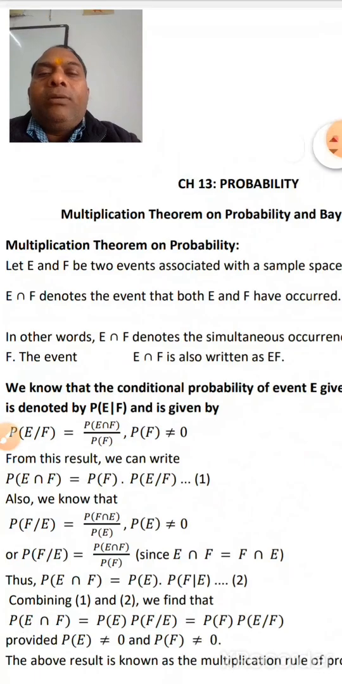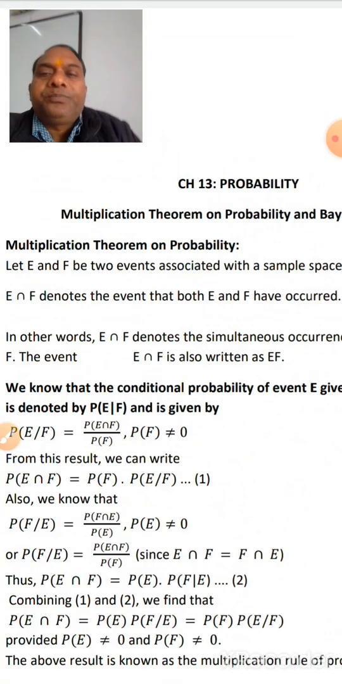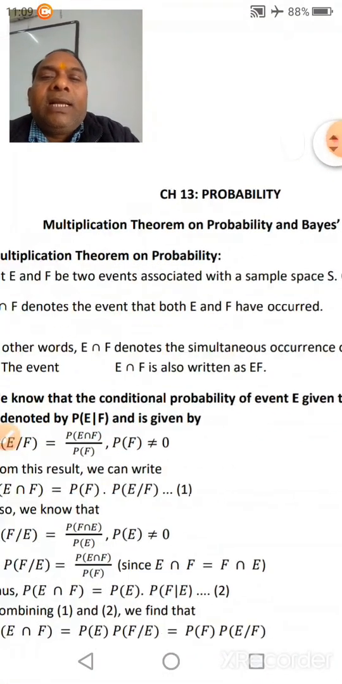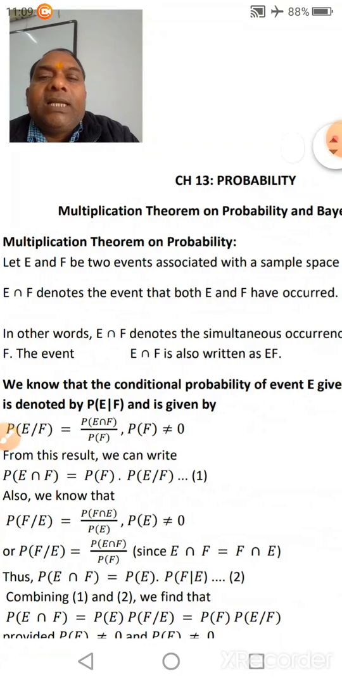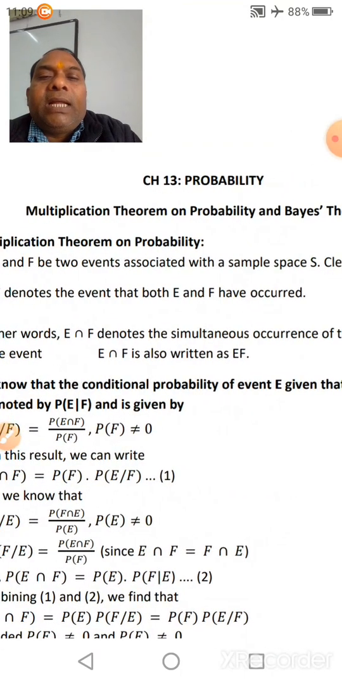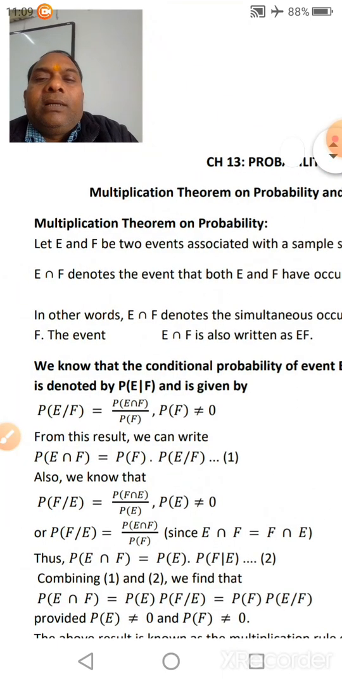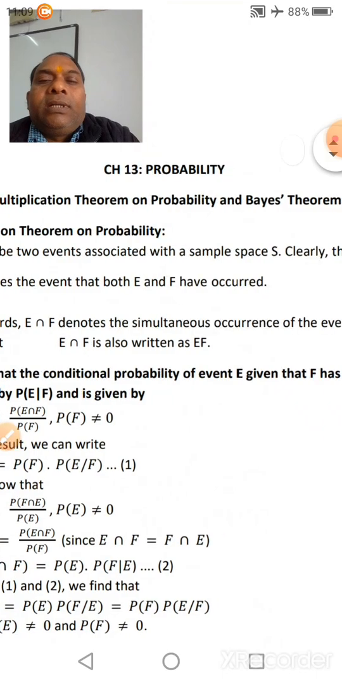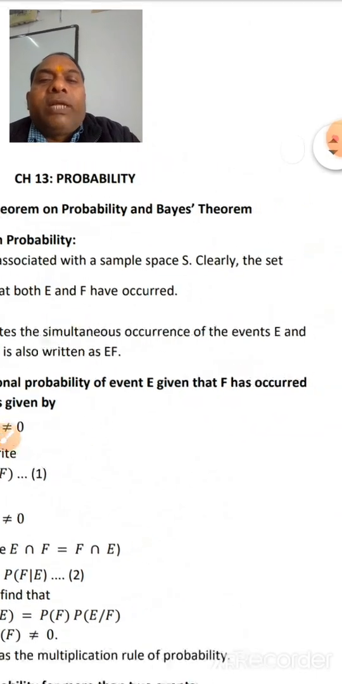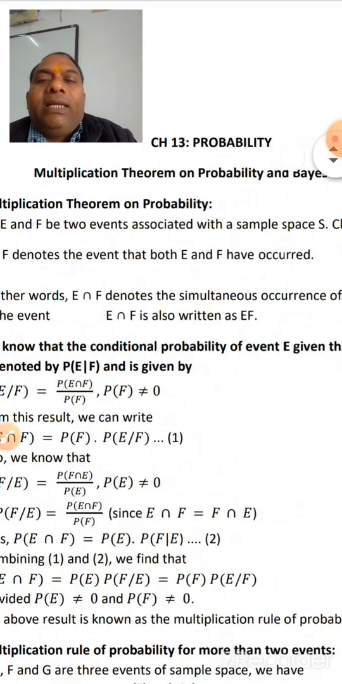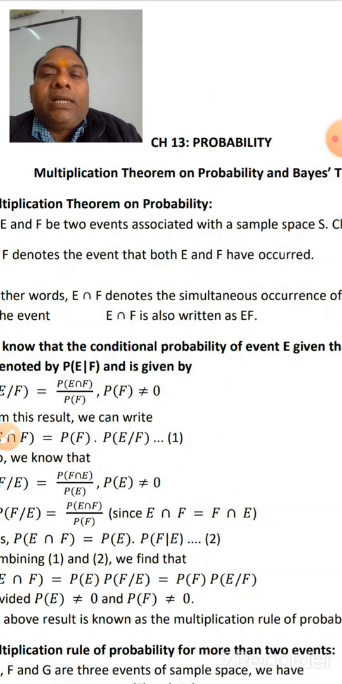Multiplication theorem on probability. Let E and F be two events associated with the sample space S. Clearly, the set E intersection F denotes the event that both E and F have occurred. In other words, E intersection F denotes the simultaneous occurrence of the events E and F. The event E intersection F is also written as EF.